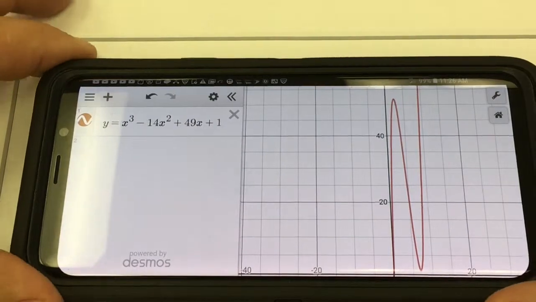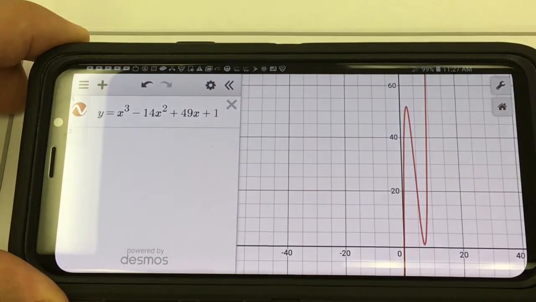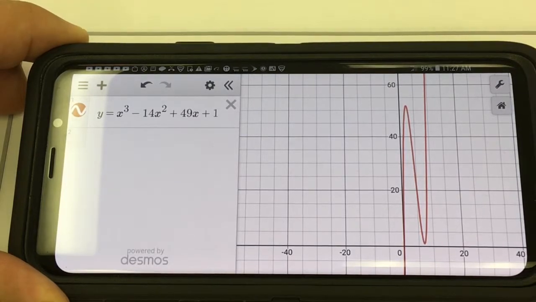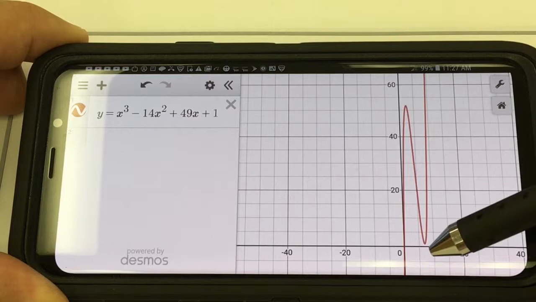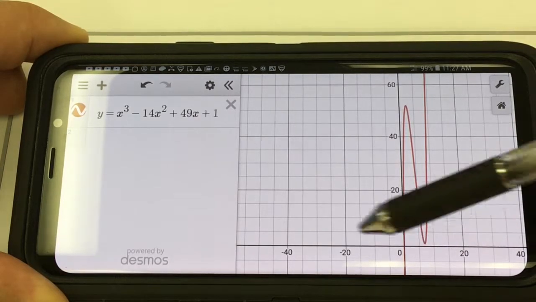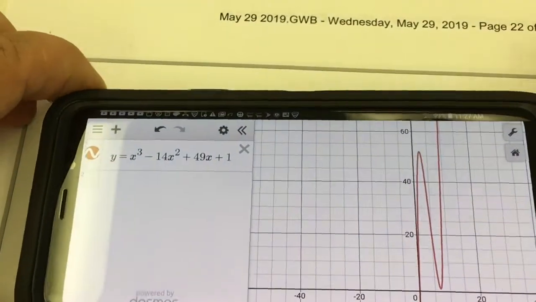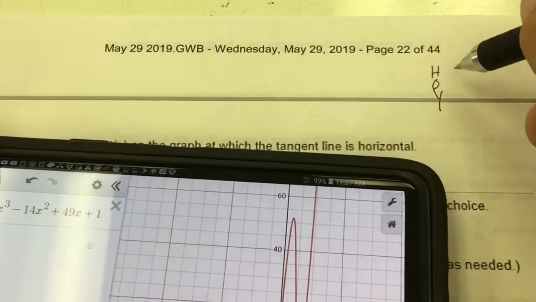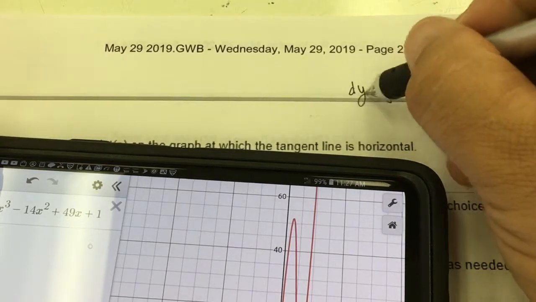Number 10 gives me this equation, this cubic equation. And notice how I graphed it on my phone. And what it asks is, where are the tangent lines horizontal to this x cubed? And notice I have a relative max here, and a relative min here. And that's the only spot where I can draw a line that's going to have a slope of 0. Notice the slope would be 0 because it's a horizontal line. And slope is the derivative, or dy/dx, however you want to say it.